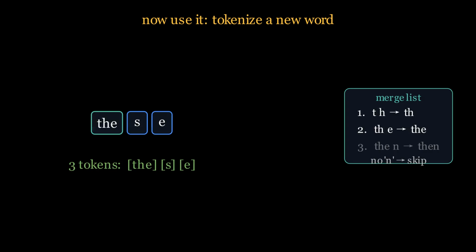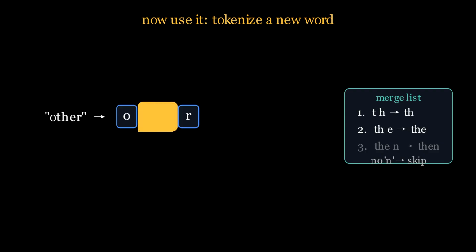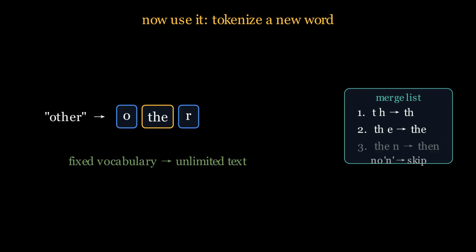We just tokenized a brand new word using a piece we learned from completely different words, and it shows up in surprising places. The word other tokenizes as O, the R, with R the sitting right in the middle of it. Fixed vocabulary, unlimited text, the promise from last time, now delivered by the algorithm.